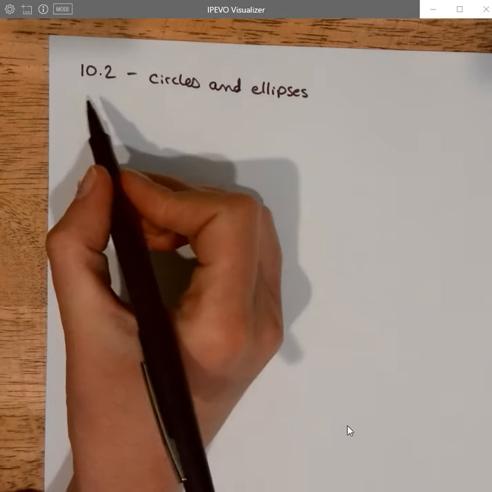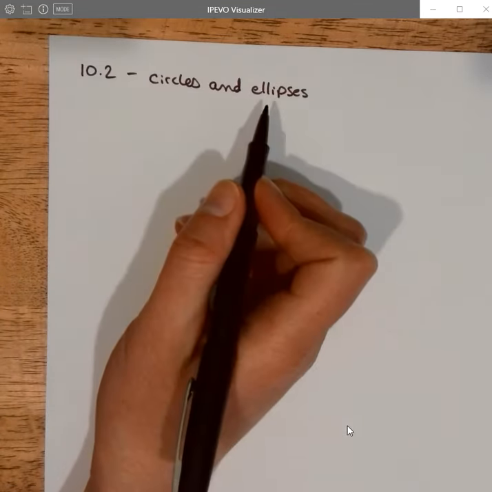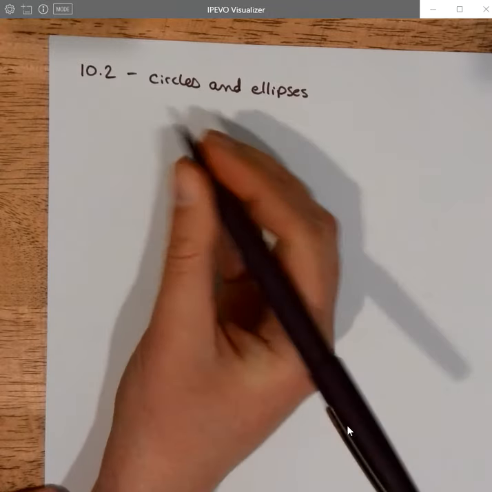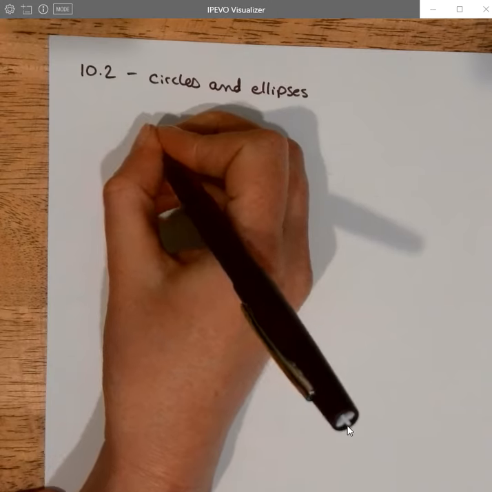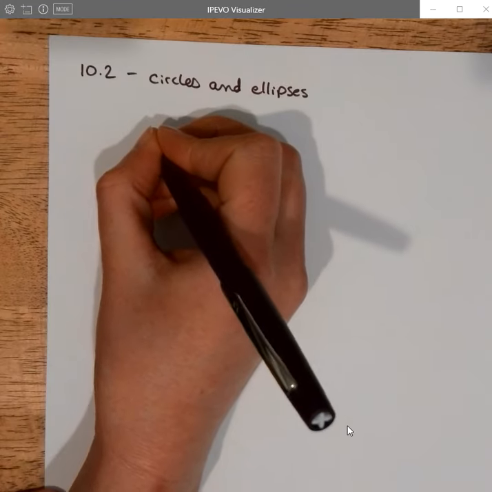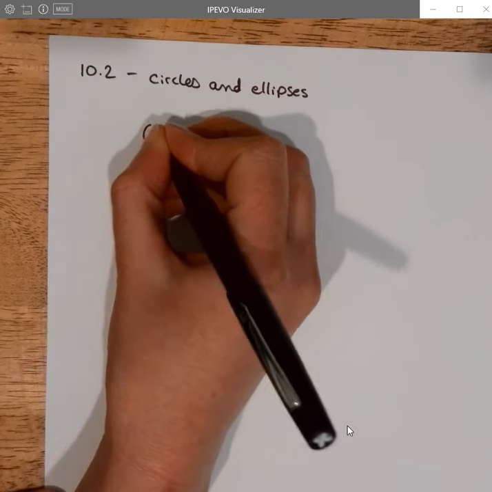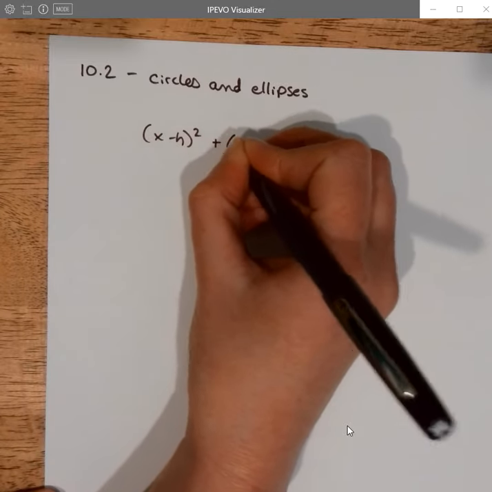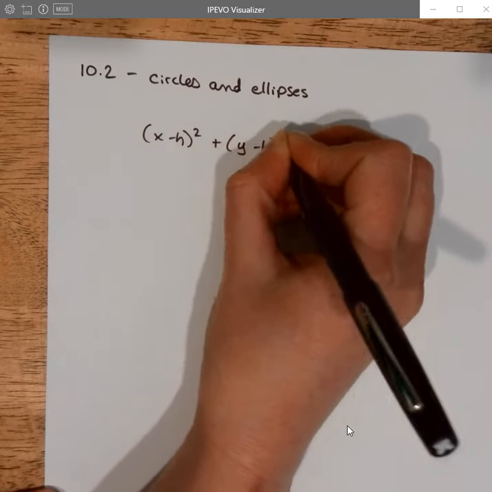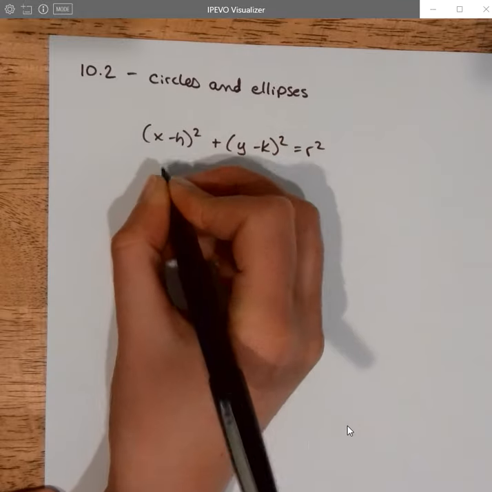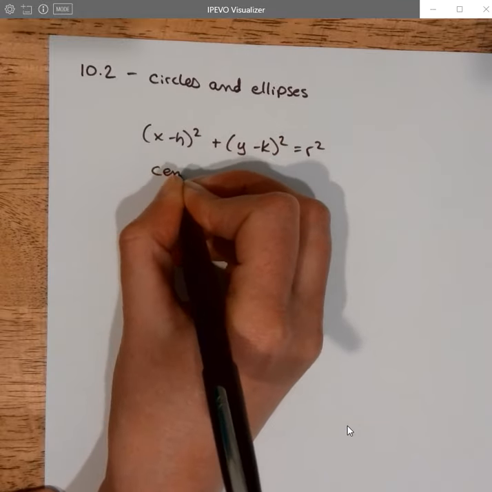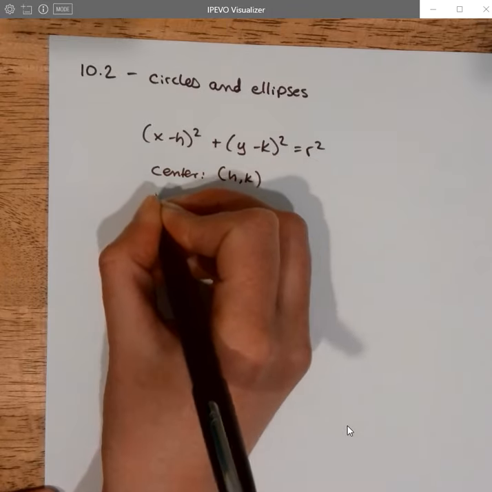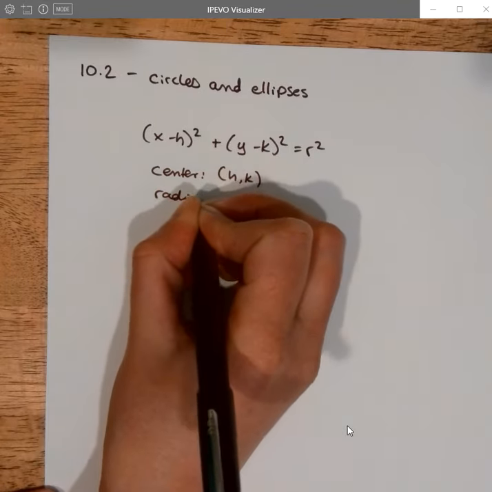In section 2, we're going to continue our conic section discussion with circles and ellipses. We're going to start with circles, and we actually already know a lot about them. I think we've already completed the square with circles. If you have a circle, its standard form is (x minus h) squared plus (y minus k) squared equals r squared. From this form, its center is (h, k) and its radius is r.